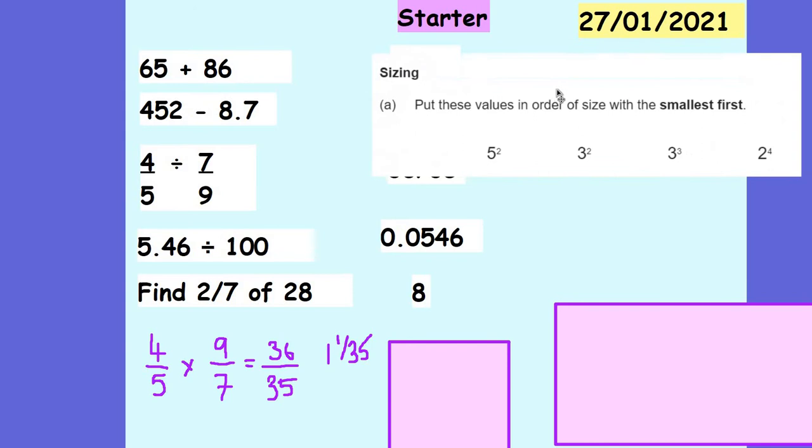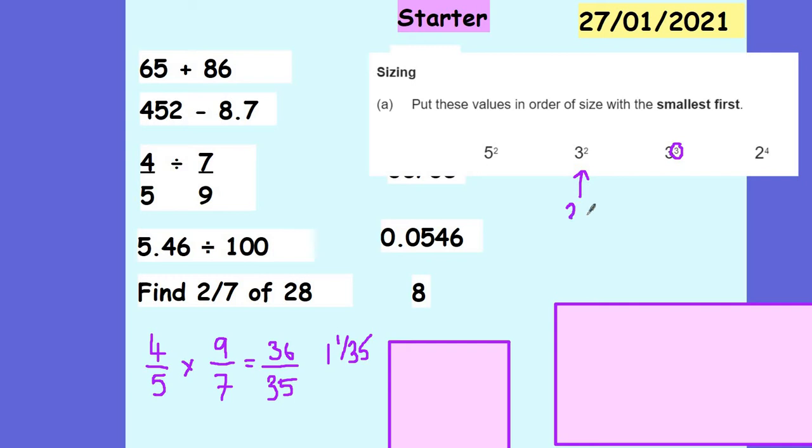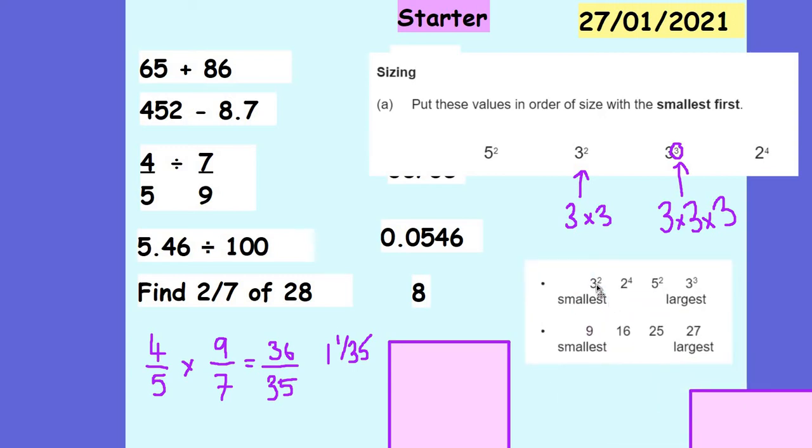Now if you put these numbers in order of size, the little number, the indice, just tells me how many times I'm multiplying that number. For example, 3 squared is 3 times 3, whereas 3 cubed is 3 times 3 times 3. We're multiplying it by itself 3 times. And if you did that, you'll find the smallest would be 3 squared, which is 9, all the way up to the largest, which was 3 cubed, which is 27. Well done if you got that right.